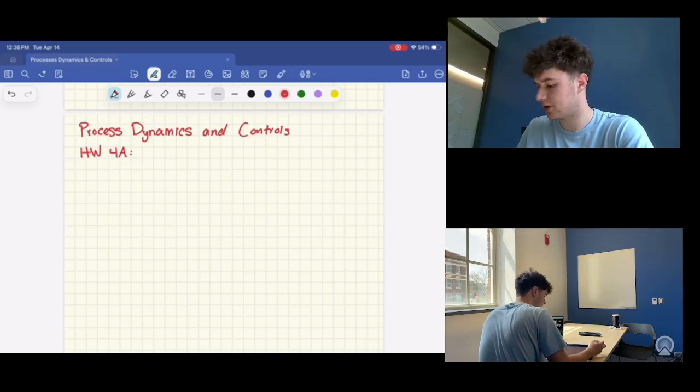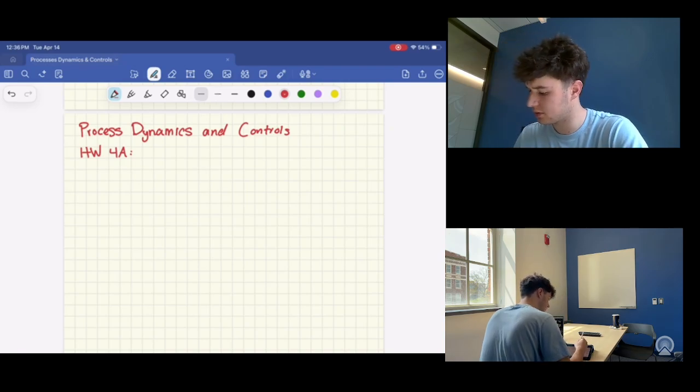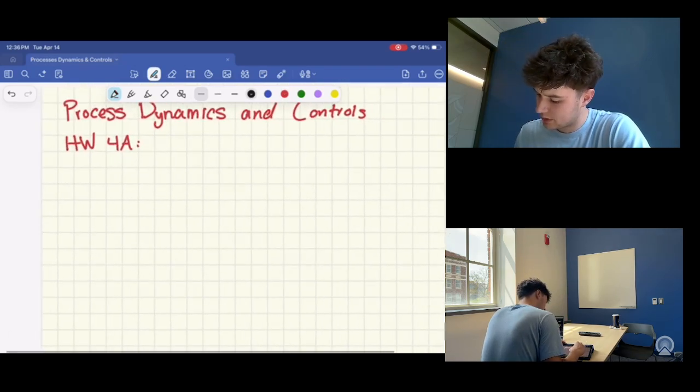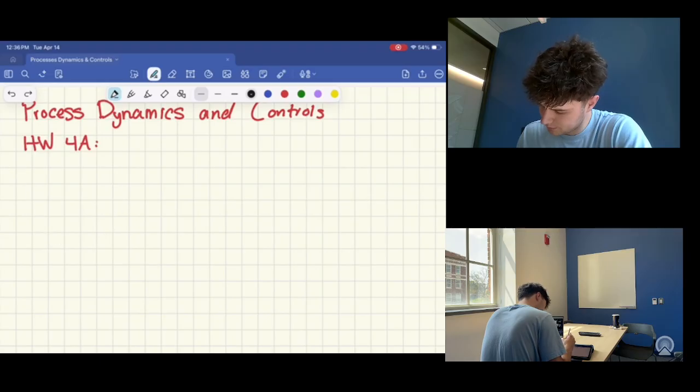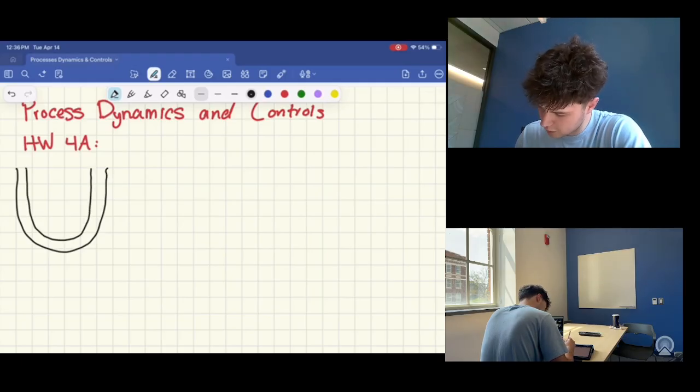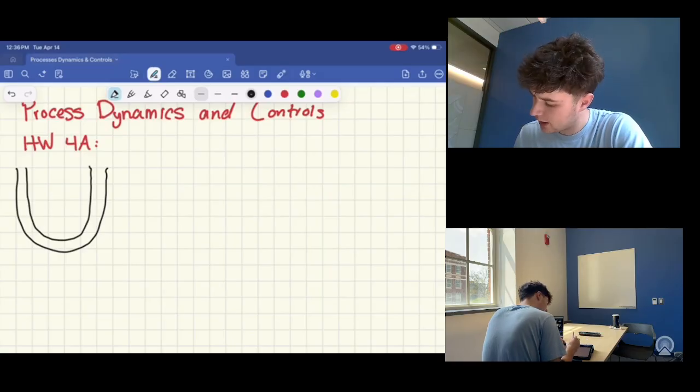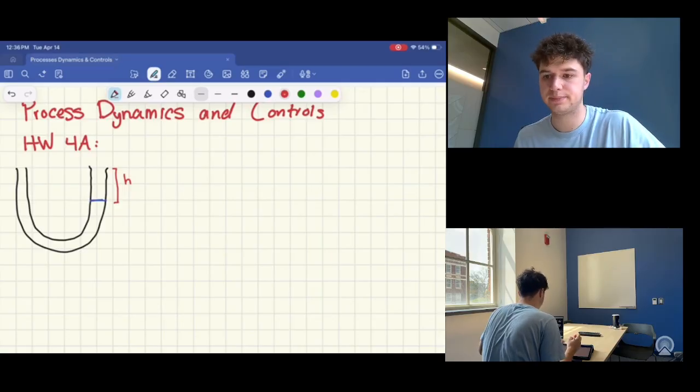So the first thing that I'm going to do here is draw a diagram of our system. And so it's going to look like a U. So let's draw it better. So we have our system here, and then we will have a liquid level here, and the height it needs to raise, we will label it as such.